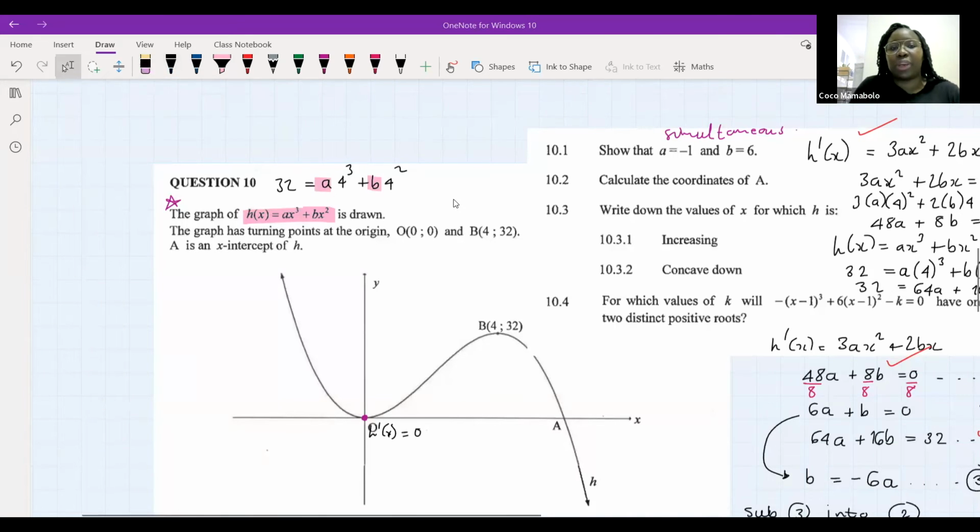Lisel says, ma'am, where did you get the 3ax? All right. So let's derive. Let's do the derivative of this thing. If we do the derivative of this thing, I'm going to get h prime x is equal to, that is going to give me 3a, and then I'm going to get x squared plus, I'm going to bring that 2 to the front, 2bx. Lisel, I hope that answered your question.